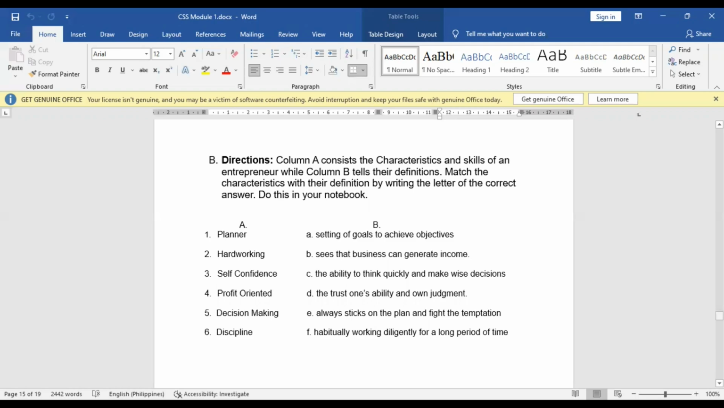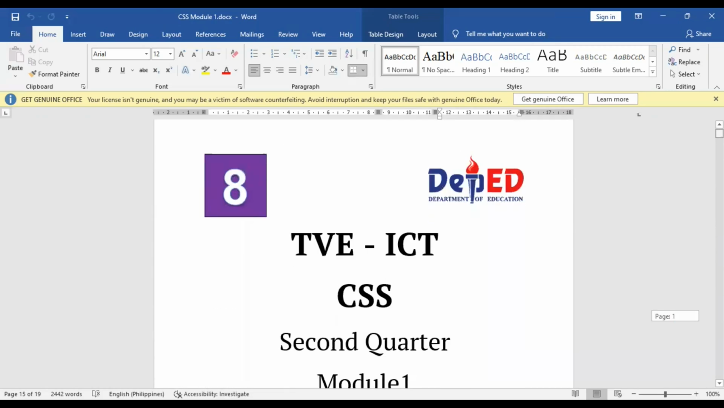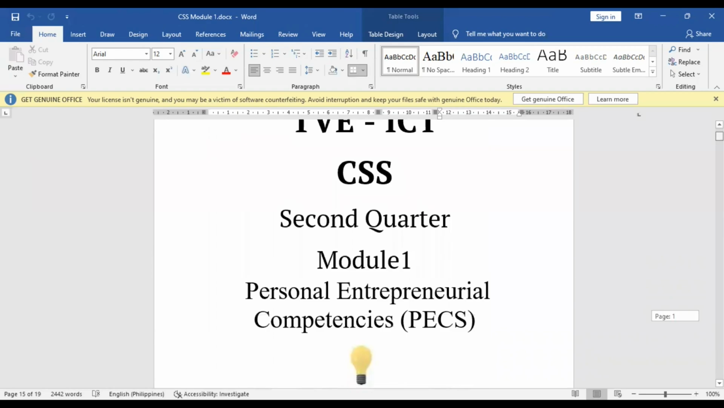Say for instance, self-confidence sa number 3B, for instance, self-confidence. Unsa sa letter B ang describe sa characteristic ng self-confidence. So number 1, planner. Unsa diri sa letter B ang best na maka-describe sa characteristic ng planner. So there you go. That's Module 1 for Computer System Servicing, which is Personal Entrepreneurial Competencies. That's it for Module 1.